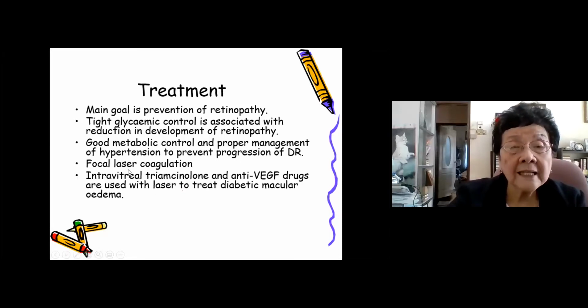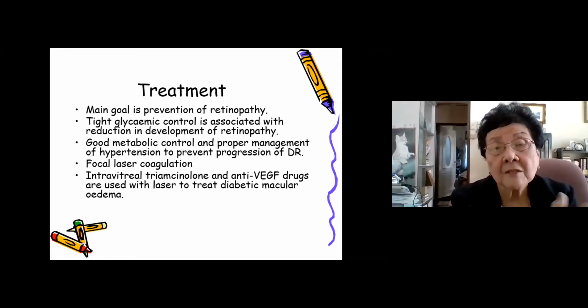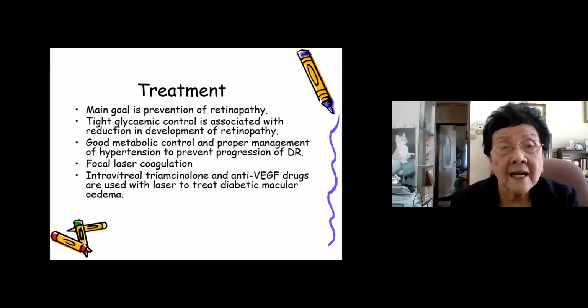And we do focal laser with the use of the fluorescein angiogram pictures, which is actually an X-ray of the back of the eye after we inject a dye called fluorescein. And then we can actually focus on the exact spots where we need to laser. Then if there's actual hemorrhage, we can inject intravitreally triamcinolone, which is a steroid, or anti-VEGF drugs, which will enable the reversal of the retinopathy.